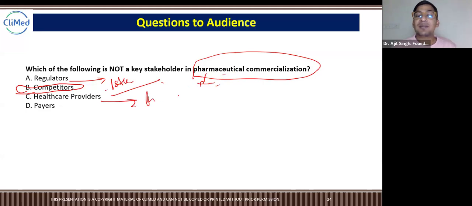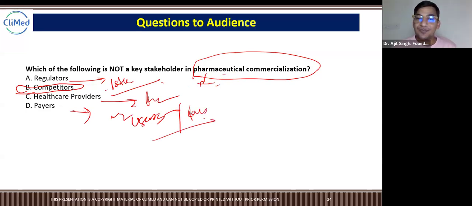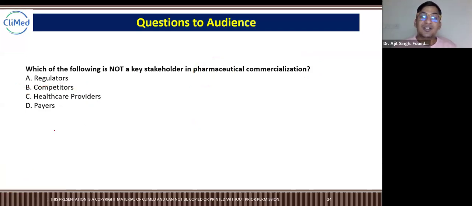Healthcare providers are prescribing the drug. Payers are the users, like the Government of India. Understand? Payers are usually users. So all are major stakeholders. Competitors are not stakeholders in commercialization. Competitors are just in the planning phase. Competitors are to be tackled, not treated as a stakeholder. So the correct answer is competitors. Competitors are not the key holders or stakeholders in pharmaceutical commercialization.